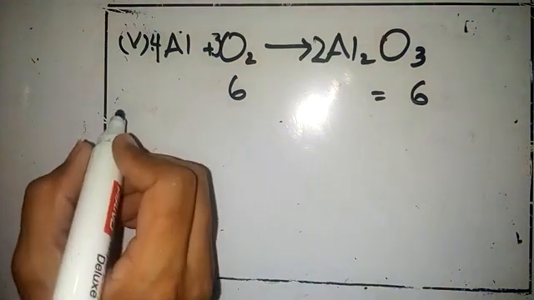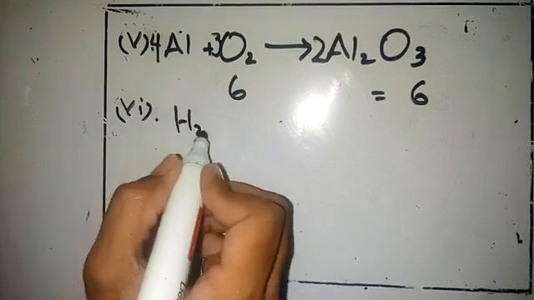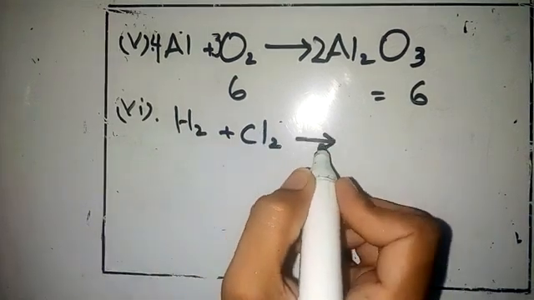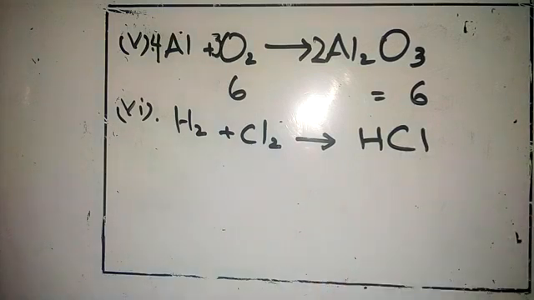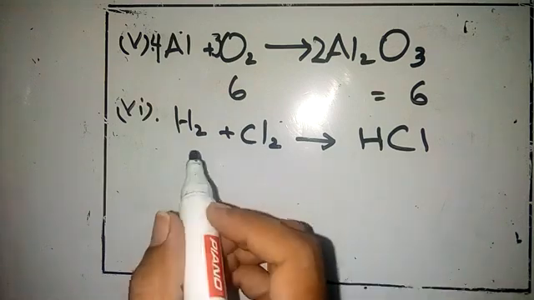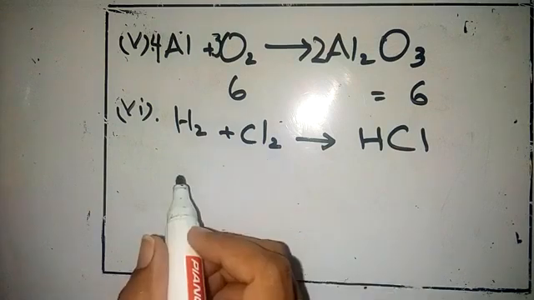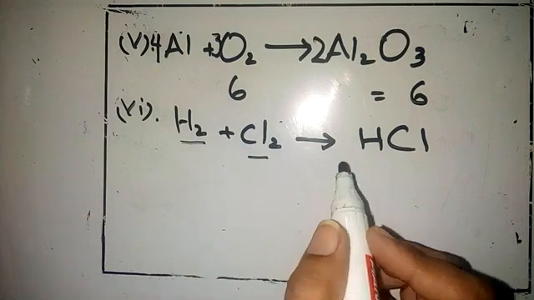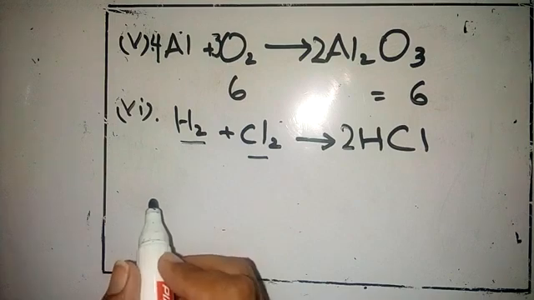Number 6. We have hydrogen plus chlorine. This will give rise to hydrogen chloride, or HCl. So students, this equation is also not balanced, so we have to balance both the hydrogen and the chlorine. So here we have 2 hydrogen atoms and 2 chlorine atoms, so we will write here the 2 in order to balance the chemical equation.